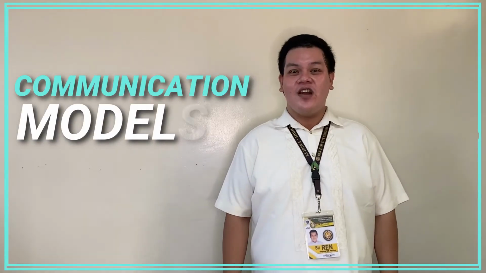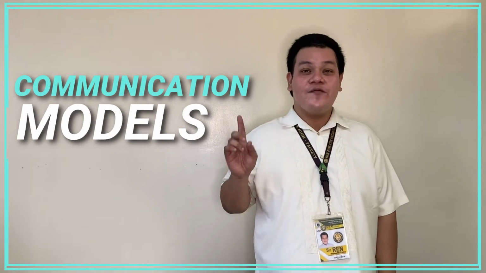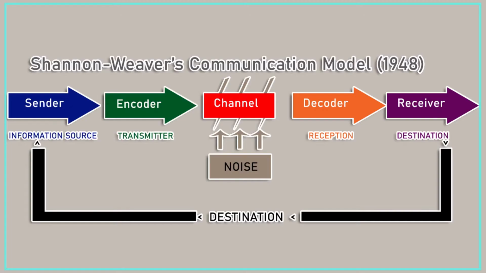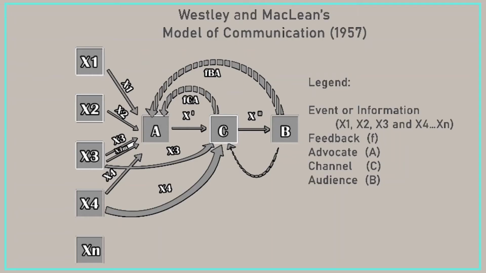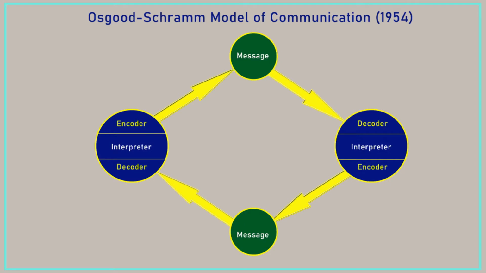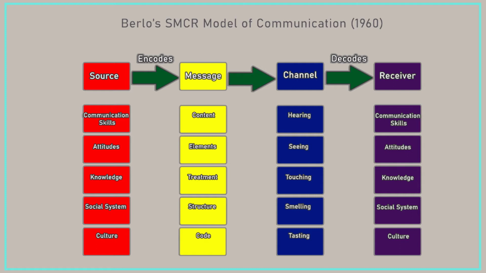We have 6 different communication models. The first one is the Lasswell's communication model. The second communication model is Shannon-Weaver communication model. Next one, we have the Westley and MacLean's model of communication. The fourth one, we have the Gerbner's model of communication. The fifth one, we have the Osgood-Schramm model of communication. And the last model is what we call Berlo's SMCR model of communication.